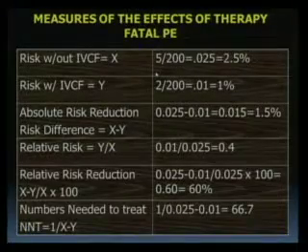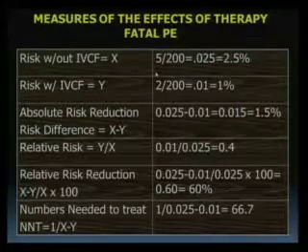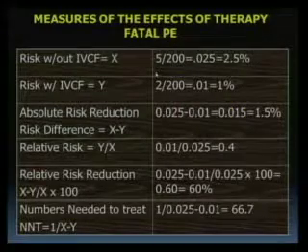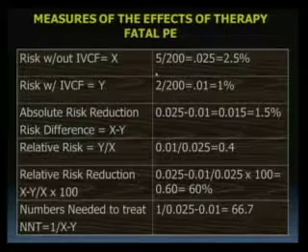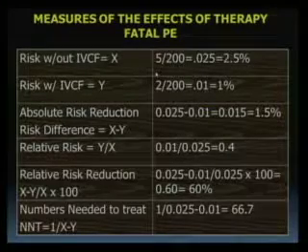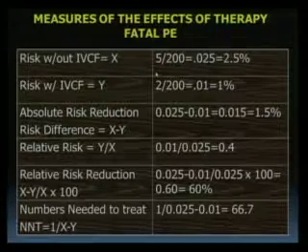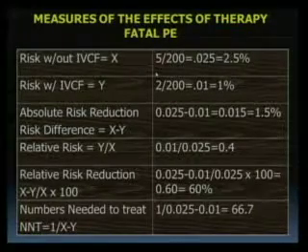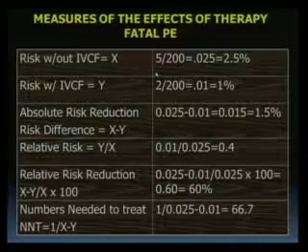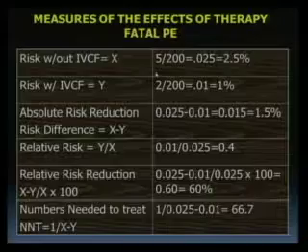How about fatal PE? Without filters, 2.5%. With filters, 1%. The absolute risk reduction is 1.5%. And when you look at the relative risk reduction, it's 60%. Then you would see the clear difference between relative risk reduction and absolute risk reduction. 60% is better than 1.5%. The numbers needed to treat is 66.7. That's still, I would say, cost effective. You have to place filters in about 67 patients in order to prevent one fatal pulmonary embolism.